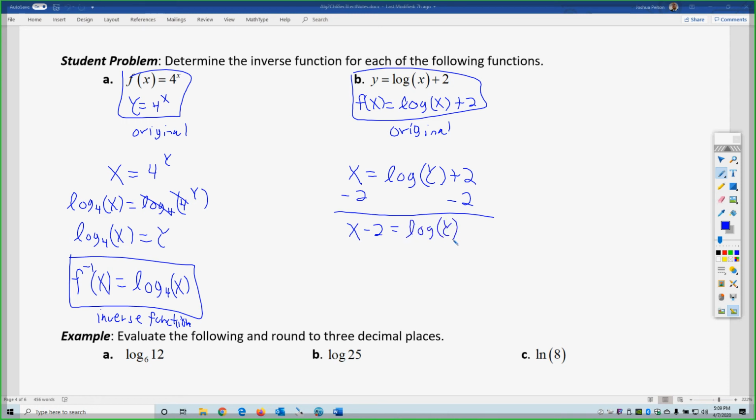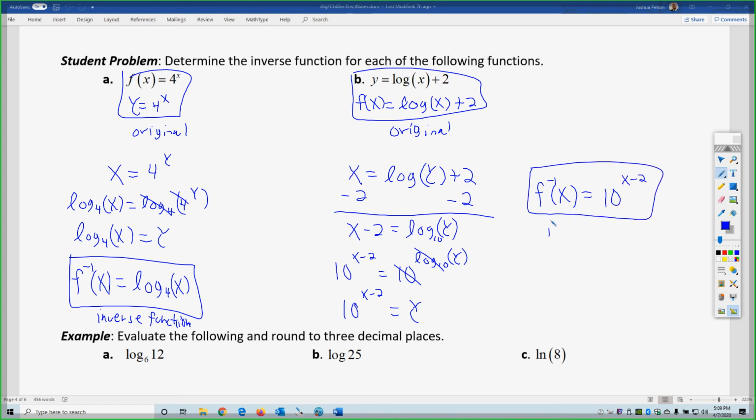Then we need to get rid of the log, but since it's a common log, base 10, I need to do base 10 to both sides. So that'll cancel, leaving 10 to the x minus 2 equals y. So our inverse function, f negative 1 of x, or f inverse of x, equals 10 to the x minus 2. And you can see log to exponent, exponent to log. They're inverses of each other. We're just proving that basically.